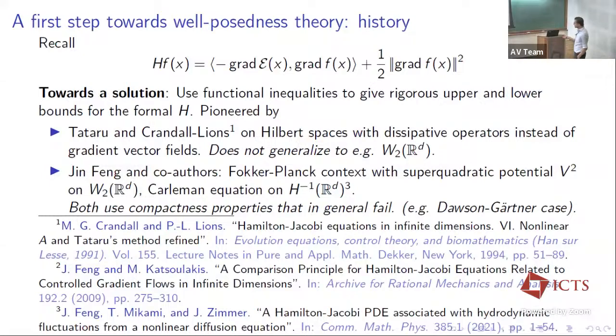Now, later on, he worked with other co-authors on the Carleman equation. And also there is a compactness property that's being used that in general you don't have, and goes back to the Hilbert space setting. So what is now our contribution to this?